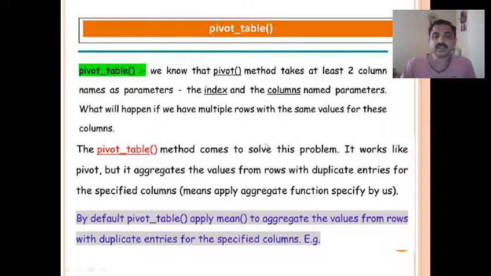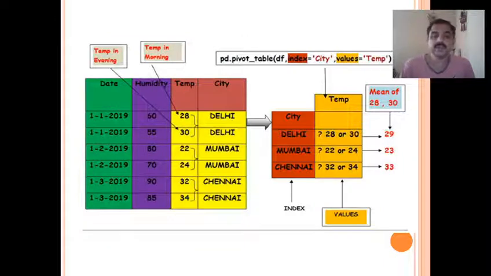The pivot table method comes to solve this problem. It works like pivot, but it aggregates the values from rows with duplicate entries for specified columns, which means it applies an aggregate function specified by us. By default, pivot table applies mean to aggregate the values from rows with duplicate entries for specified columns. We will see with an example what the problem with pivot is and why we use pivot table.